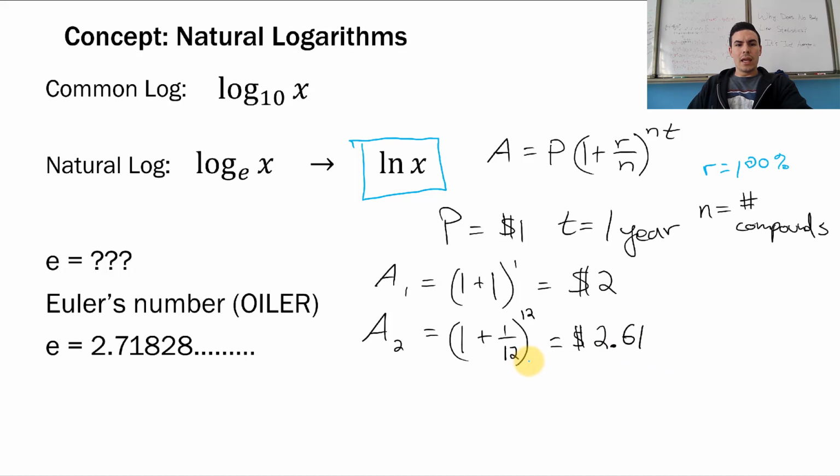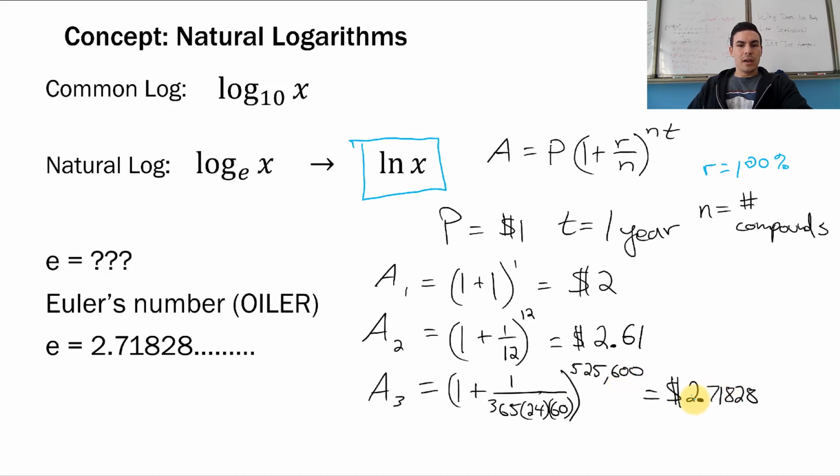Now, what if we compounded every minute? Now my N is 365 times 24 times 60, so every minute we're compounding this interest. So now I've got 1 plus 1 over 525,600, and then raised to the 525,600. What we get if you plug that into your calculator is 2.71828 and probably more decimals. And that's starting to look like our Euler's number.